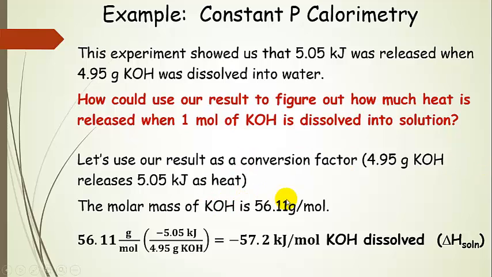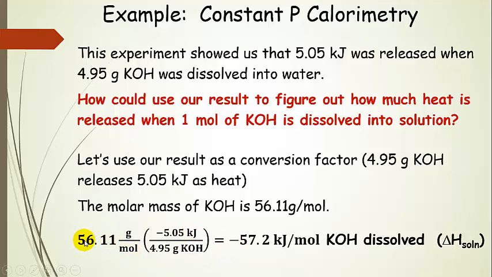If we calculate the molar mass for potassium hydroxide, we end up with 56.11 grams per mole. Now let's use the heat that we measured for the amount of substance dissolved as a conversion factor. So we have 56.11 grams per mole for 4.95 grams of potassium hydroxide. The reaction released 5.05 kilojoules. We cross out our grams because those cancel out, and we end up with kilojoules per mole.